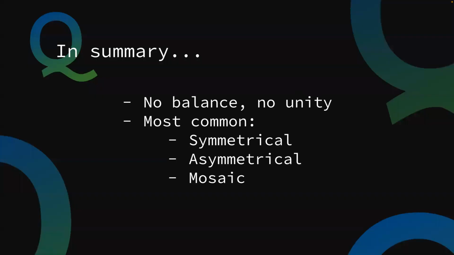All right, so in summary, if you have no balance, then you have no unity on your page. And the most common are symmetrical, asymmetrical, and mosaic. Just a little tip, remember that, because we have a Kahoot after this.